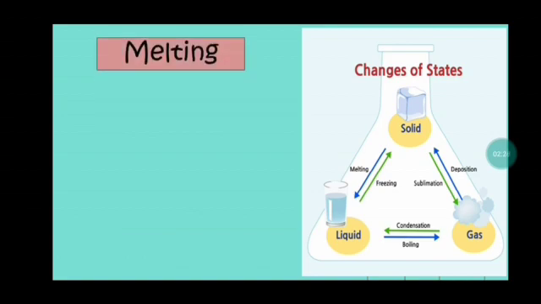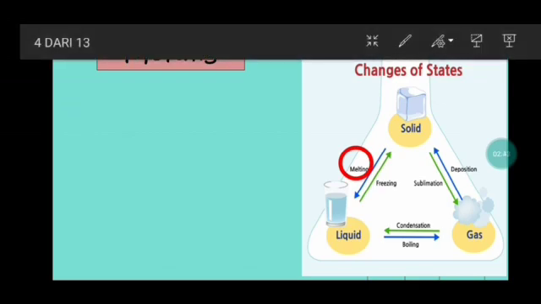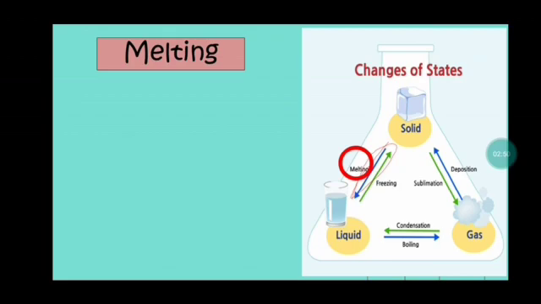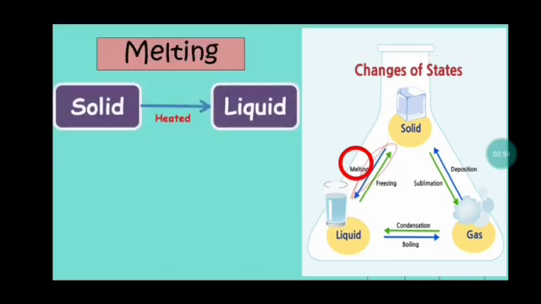Okay, the first change of state of matter that we will discuss is melting, in bahasa mencair. So you can see from the picture where is melting. Look at the blue arrow of melting. So you can conclude that melting is the change of state from solid to liquid. How can it be changed? By heating. The solid can be changed into liquid if it is heated. This is called melting, mencair.